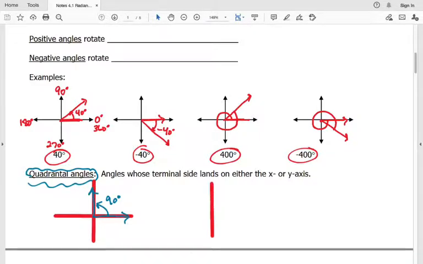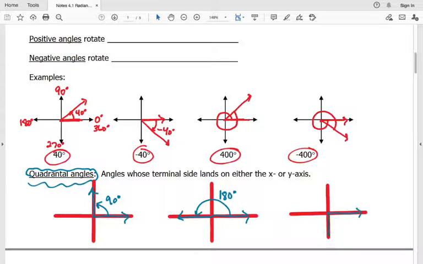Another example would be one that looks like this, where we start here on the initial side, and our terminal side is going to be over here on the other side of the x-axis. So this would be a 180-degree angle, which again is a quadrantal. Another example. Start here with our initial side, and if we end up over here, so we do a counterclockwise rotation this way, that's a 270-degree angle, and that's another quadrantal. And there's an infinite number because you could keep going around and around on that circle. All right, let's move on.